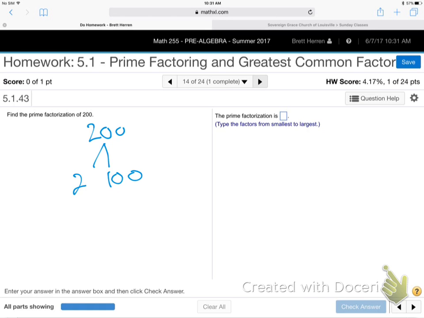Keep going. When it says type the factors and, wait. Oh, from smallest to largest. I didn't notice that. Mine says factored form.